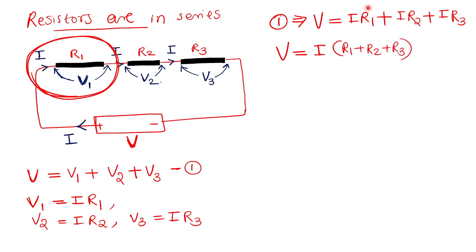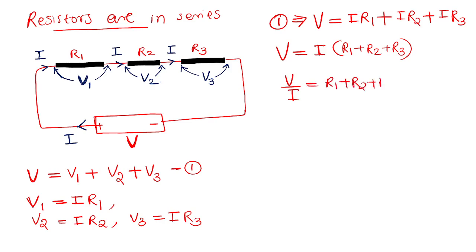You know that I is common in all the terms. You can take I outside. So it's a very simple step, right? I is taken out. Now let me do one thing. I is taken to the left hand side. Is there any issue with that? No issue. So I got V by I equal to R1 plus R2 plus R3.